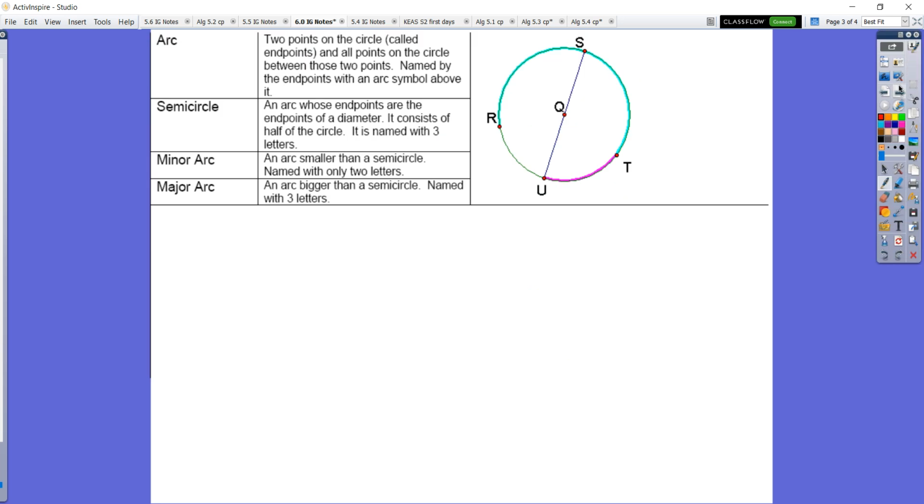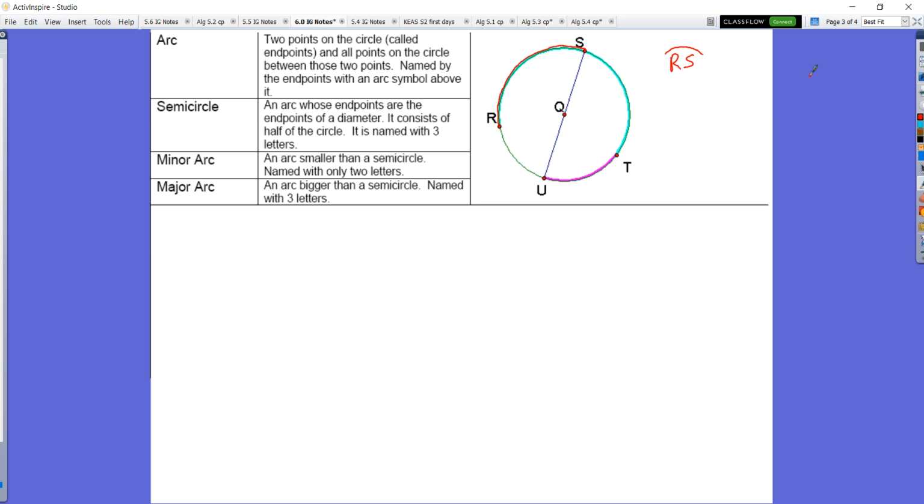All right, we'll talk about some arcs next. We'll get some definitions of some arcs. An arc is 2 points on the circle that are on the outside of the circle itself. One arc we have here is arc RS because we start at this endpoint and we go all the way to that endpoint. So we'd name an arc just like that. We put the 2 endpoints down and the little arc symbol up above that.